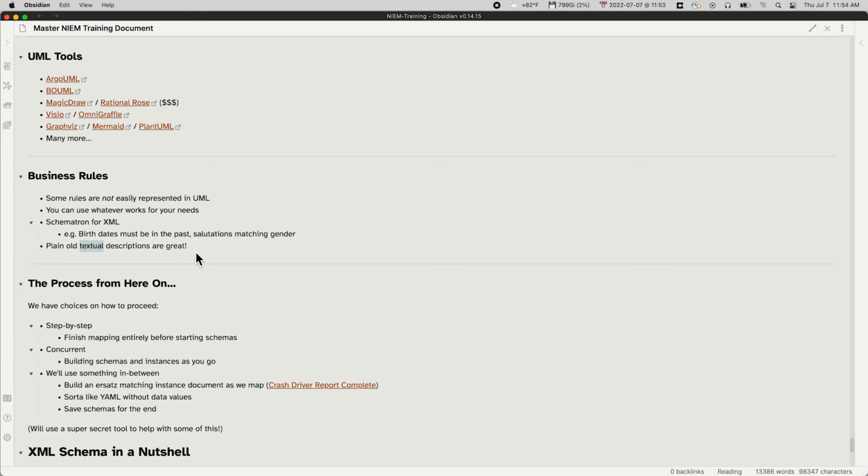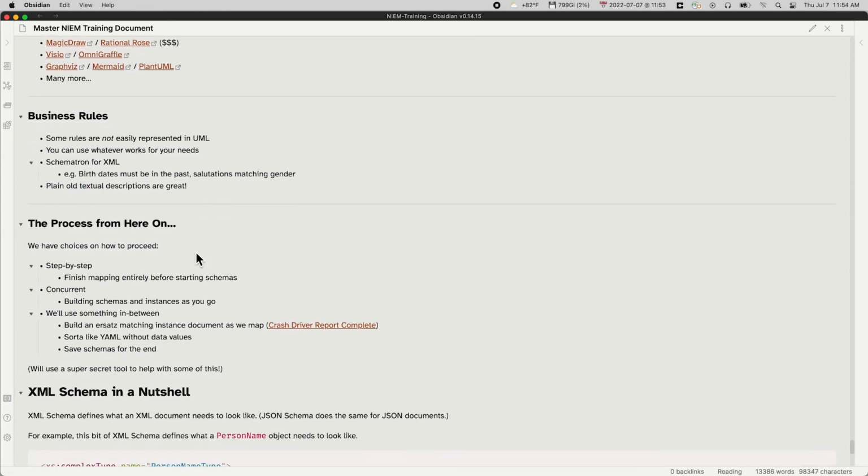Not every rule has to be in XML. Not every rule has to be easily checked by a computer. And some rules are going to be checked by code. They're going to be checked in implementation rather than being checked by some validation routine built into XML and XML schema.